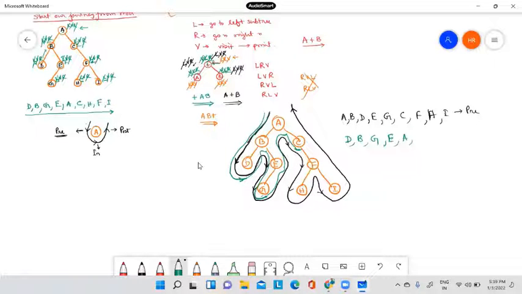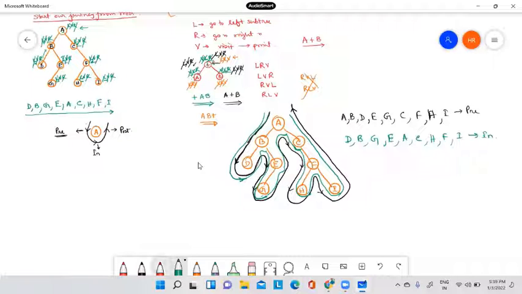Now I am visiting C from the bottom, since there is no left child. Then I am moving. Now I am visiting H from the bottom. Now F from the bottom. Now I from the bottom. Then my journey is complete. So this will give me in-order.